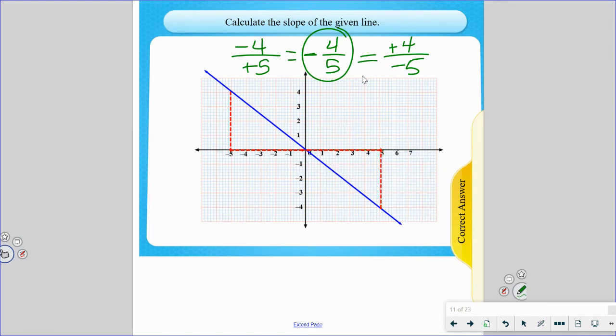What if I try it and go way down? Down 8, to the right 10. Well, that reduces by 2, and you get the same answer. So it doesn't matter which direction you go. It doesn't matter which points you use. It will always reduce to the same slope. That's why we call it a constant rate of change. It is going to be the same or a constant slope.